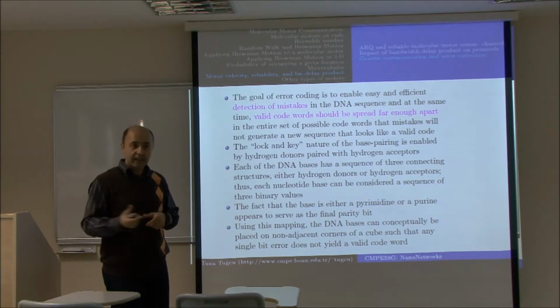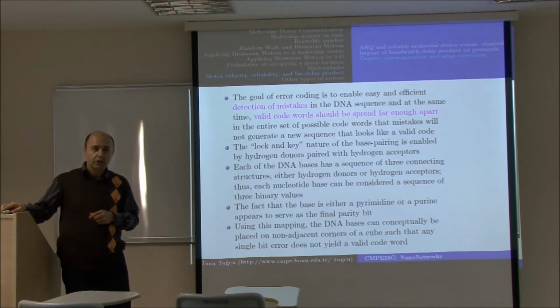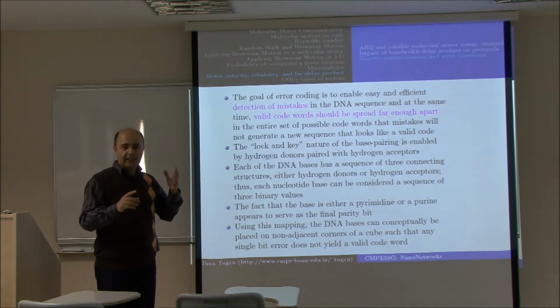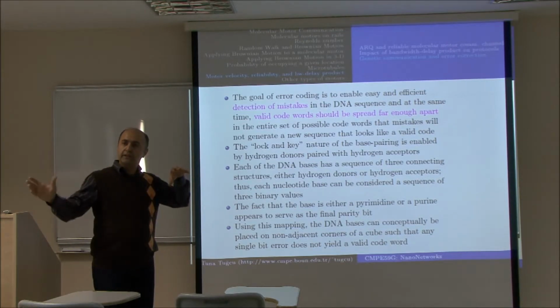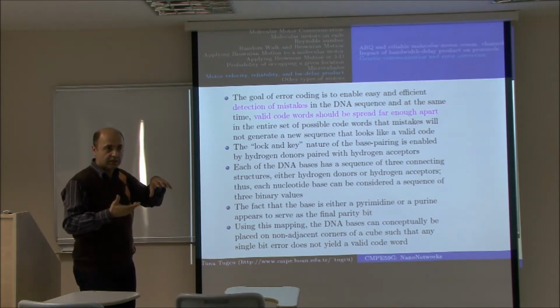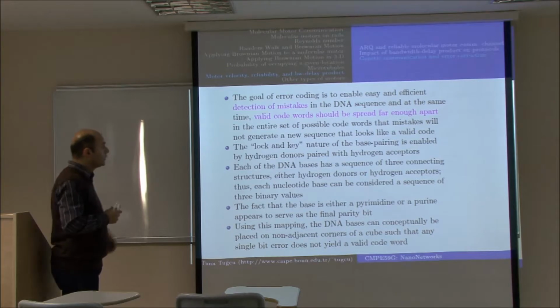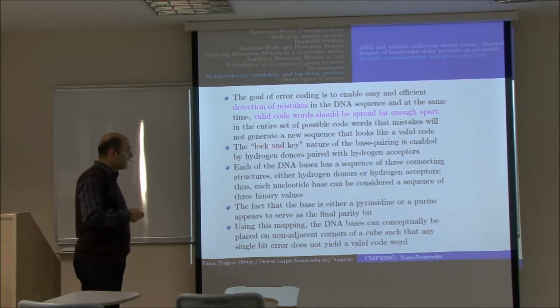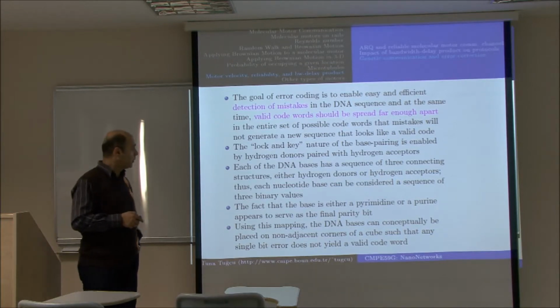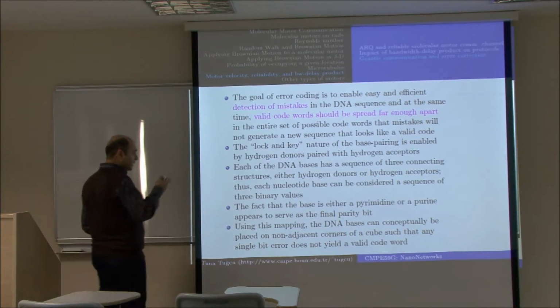That means in the coding space, two valid codes are well separated so that with one or two errors, you cannot switch from one of the valid codes to the other. Few errors should take you to only invalid representations so that you can detect the error. So the distance between the possible combinations should be far apart. The lock and key nature of the base pairing in DNA representation, enabled by the hydrogen bonds, is one of the keys that provides this.